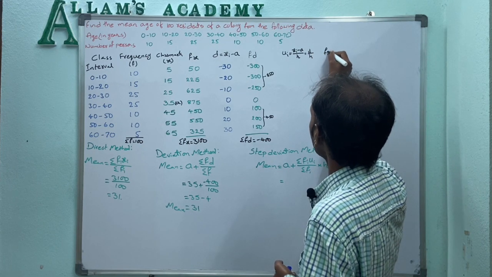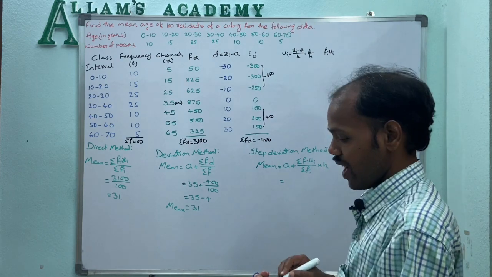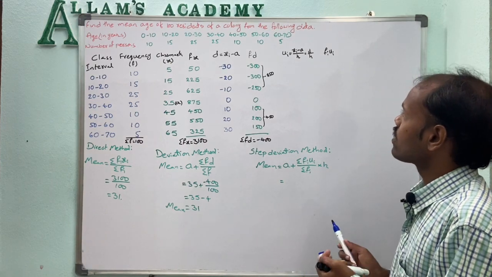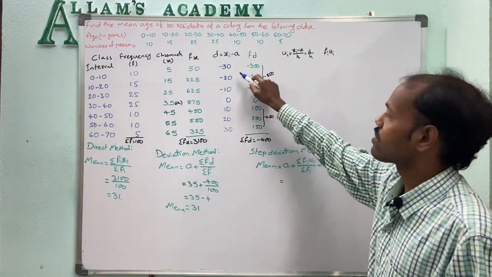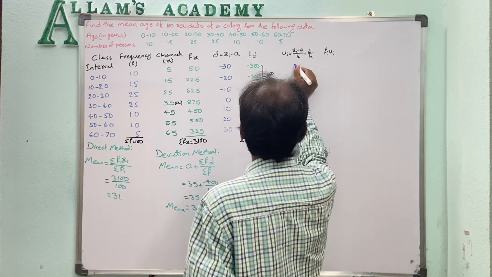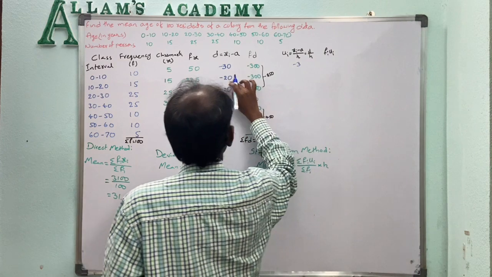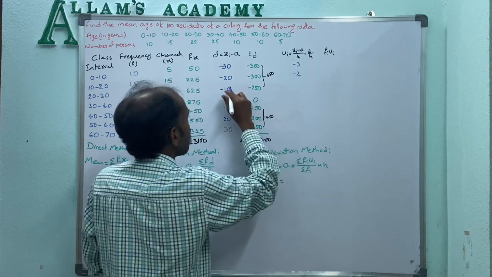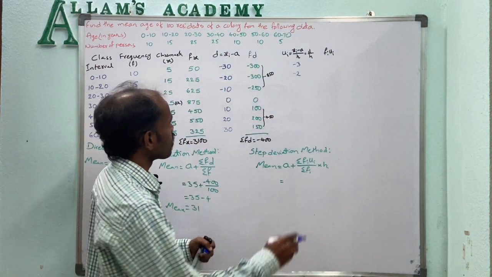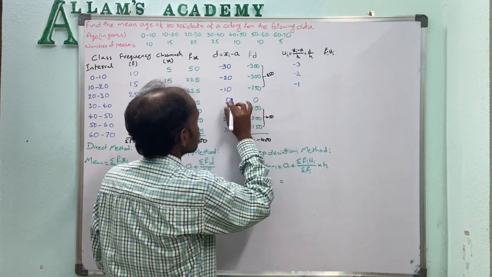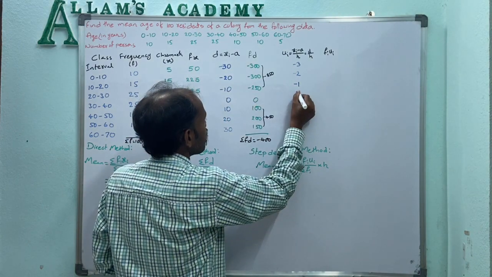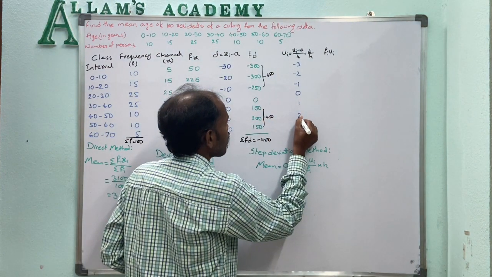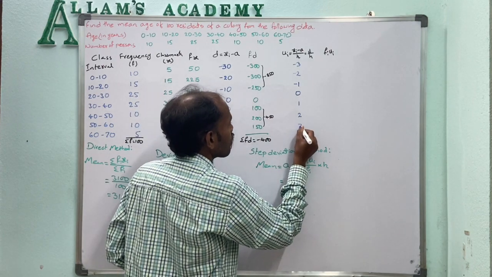Next we have to find the fi ui value. First we find the ui values. Minus 30 by h value 10 is minus 3. Minus 20 by 10 equals minus 2. Minus 10 by 10 equals minus 1. 0 by 10 equals 0. 10 by 10 equals 1. 20 by 10 equals 2. 30 by 10 equals 3.